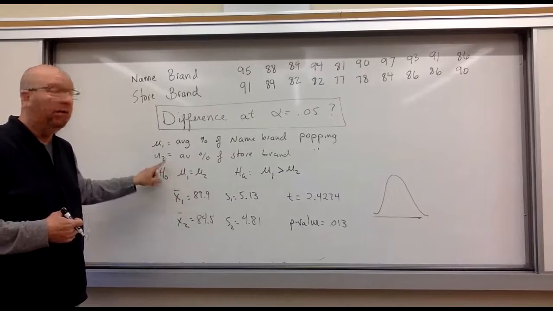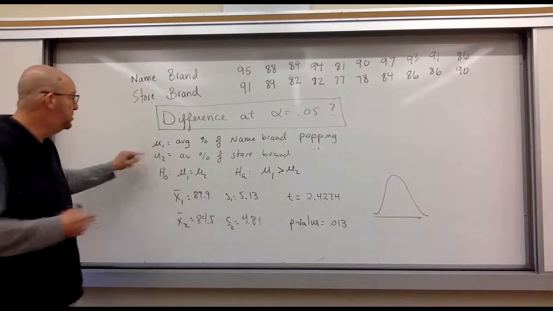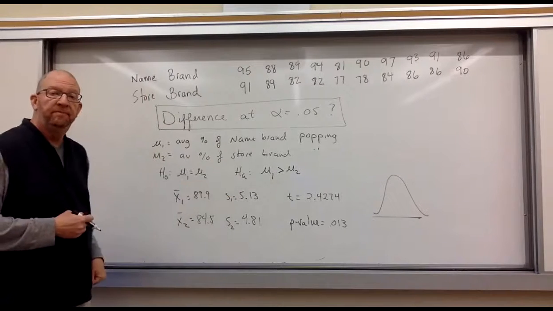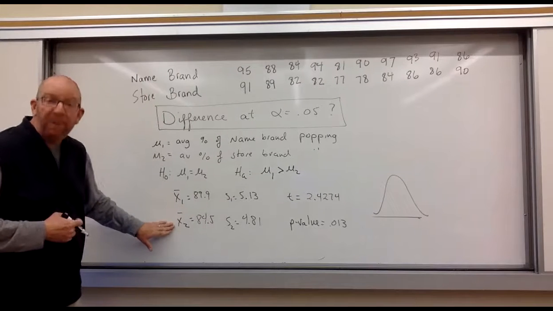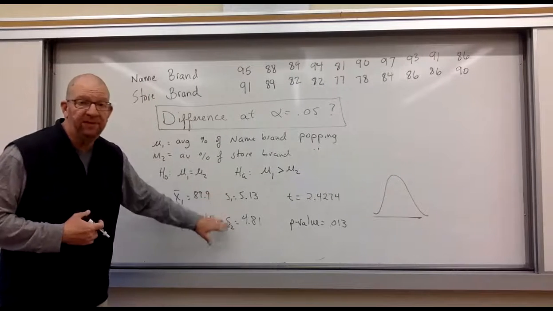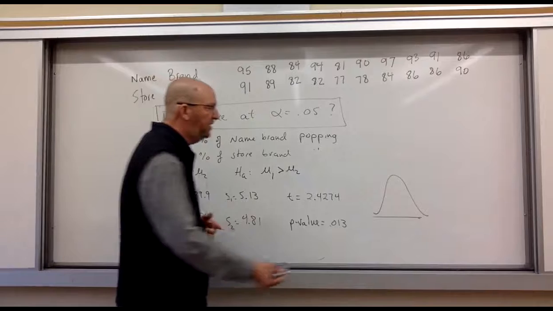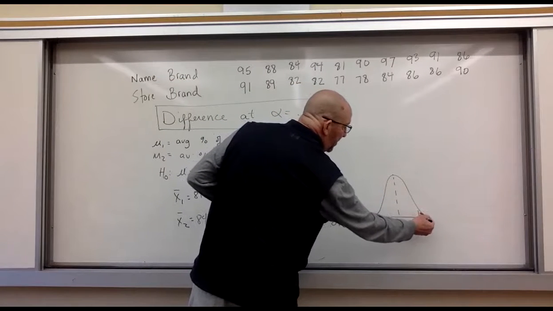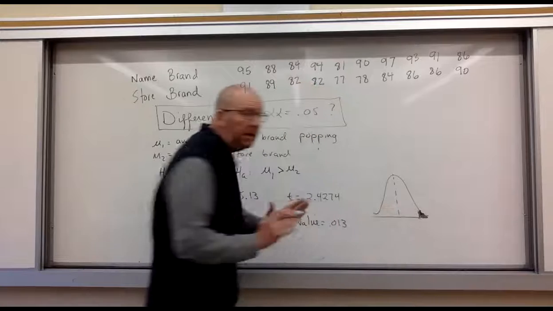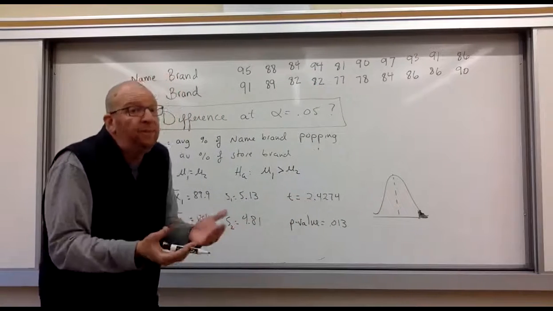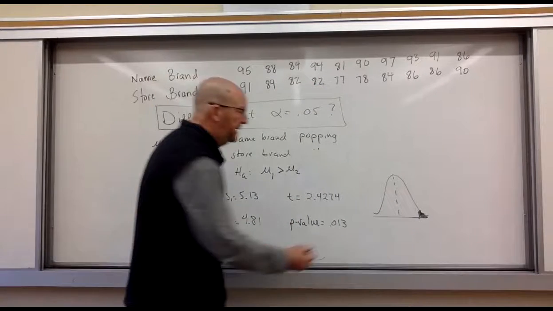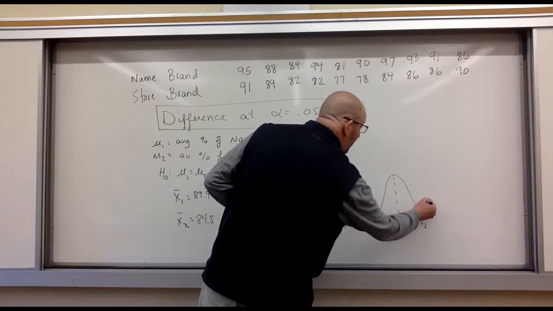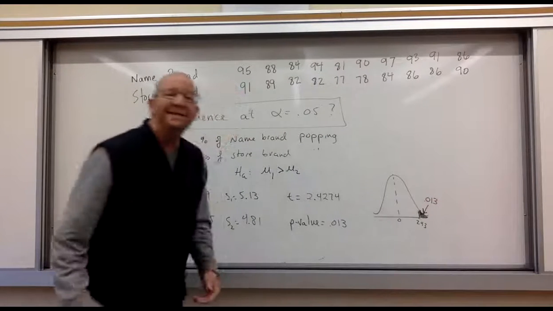So you need to identify mu 1 and mu 2. Give me the null and the alternative, the 2 sample means and the 2 sample standard deviations, and our t-value. You know that this is going to be way out here at 2.43, right? This is just like the normal curve with z, except with t it's a little tighter. So 0, 2.43, and the p-value here is 0.013. Well, what is that saying?